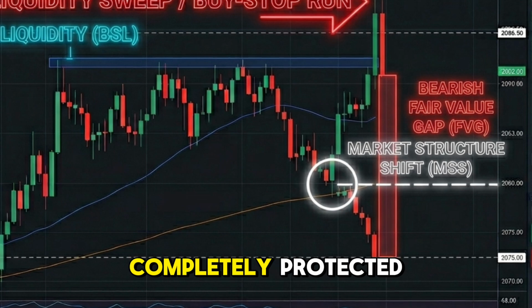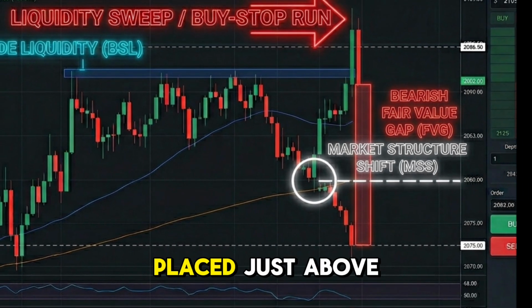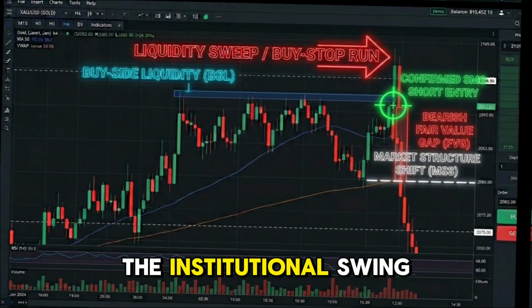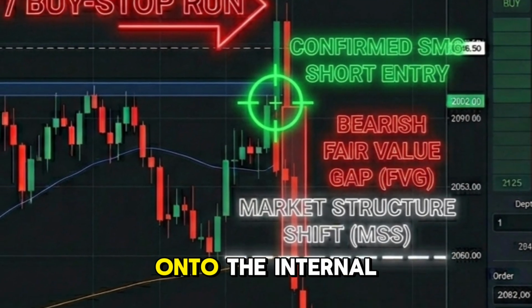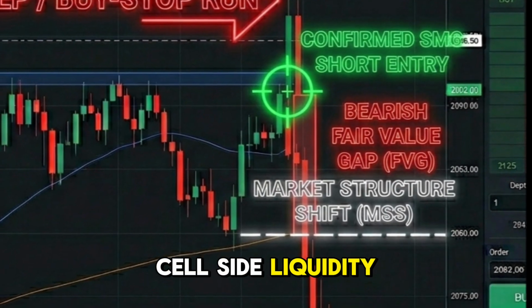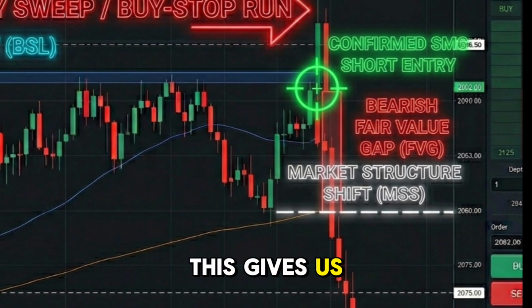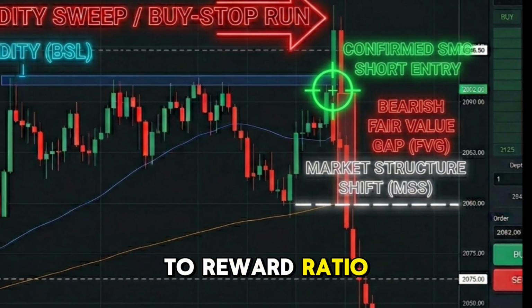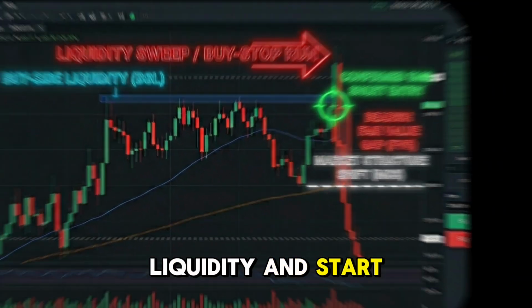Our risk is completely protected because our stop loss is safely placed just above the institutional swing high, while our take profit target is locked onto the internal sell-side liquidity pools resting at the very bottom of the screen. This gives us a massive risk-to-reward ratio trade. Stop buying the breakouts, stop being the liquidity, and start hunting it.